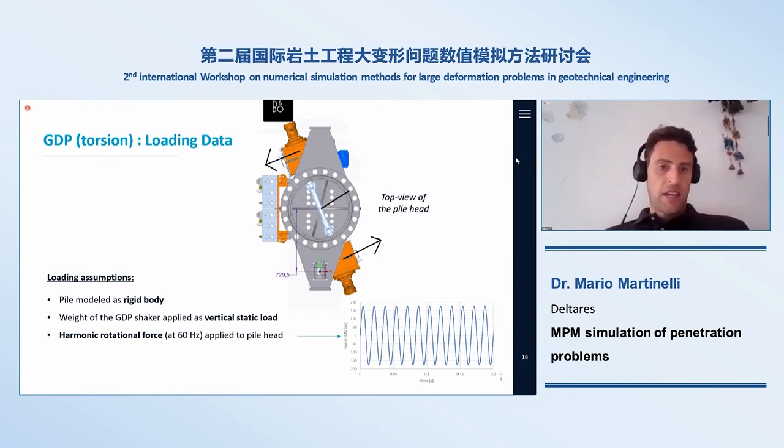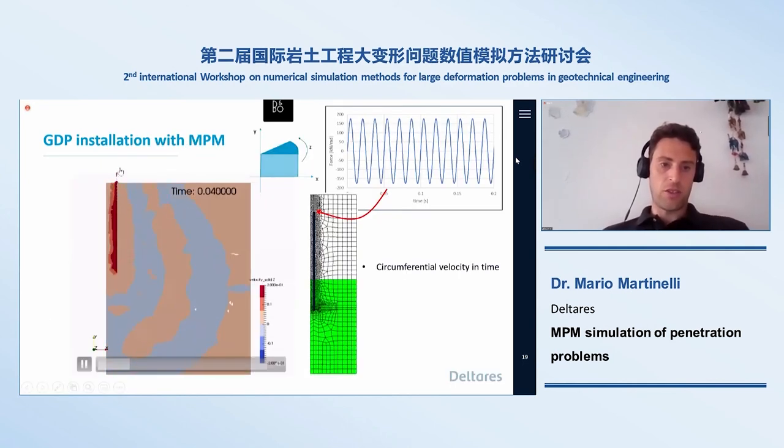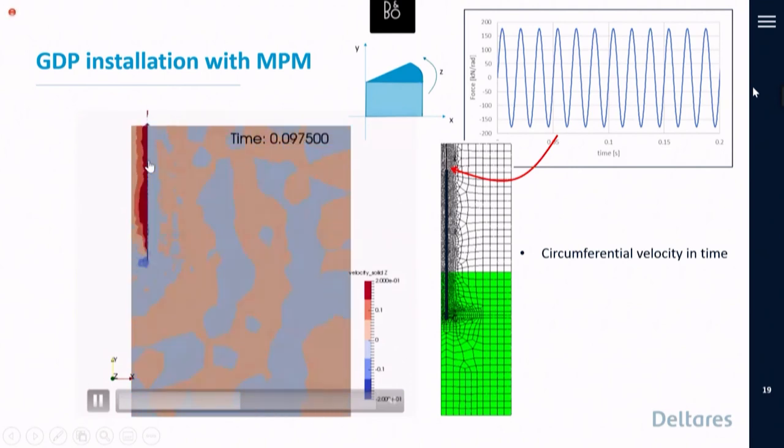So this is an example, a very few milliseconds, let's say. So you see a pile, and this is the out-of-plane velocity. So you see this pile moving in and out of the plane, and these are the shear waves that are propagated through the domain.